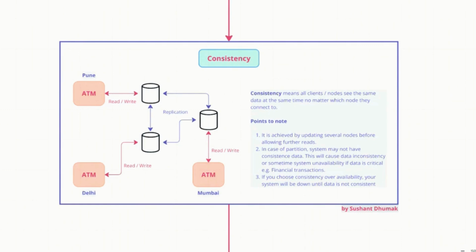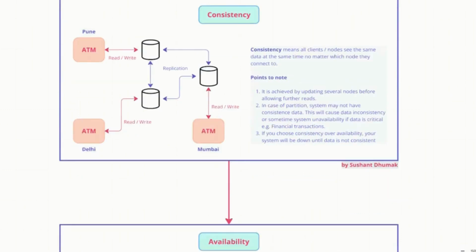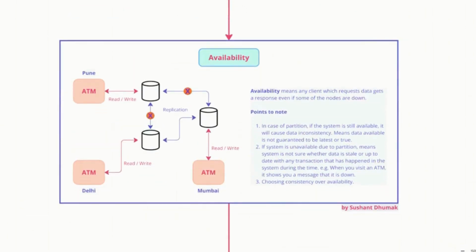Let's look at one more example so that we will be better clear about it. That is something related to availability. See here, I'm giving the same example, but in this example, there's a partition. I already marked it with a cross. So I am doing a transaction in Pune. It is written to the database that is closer to my location, but that node got disconnected from the other nodes. So there is no replication happening.